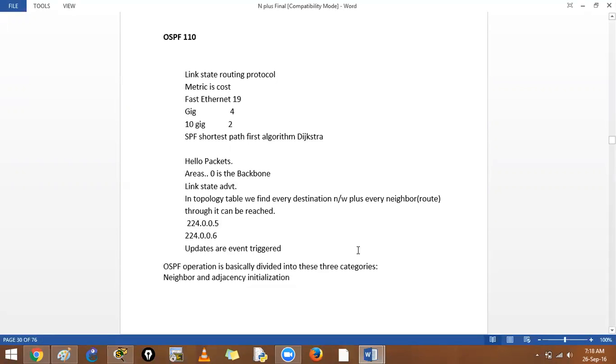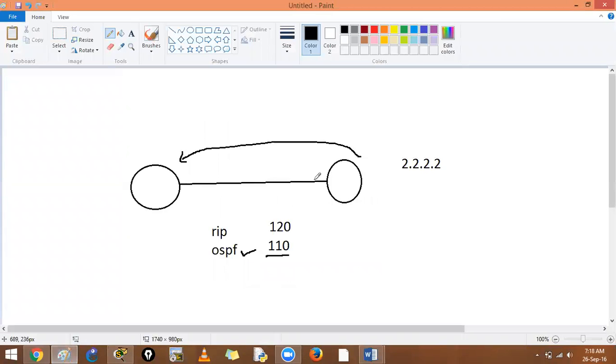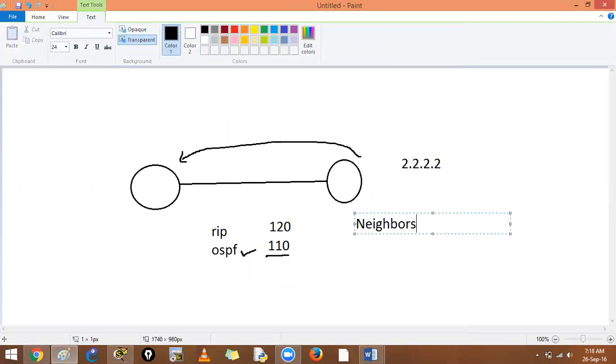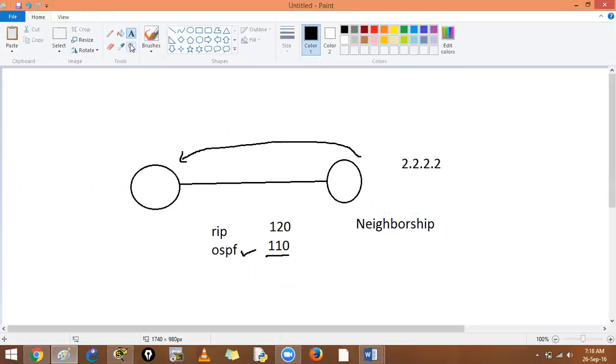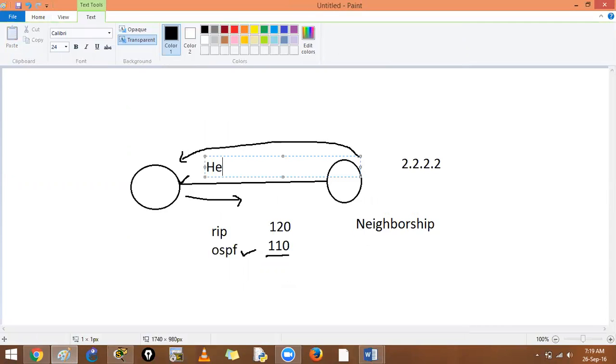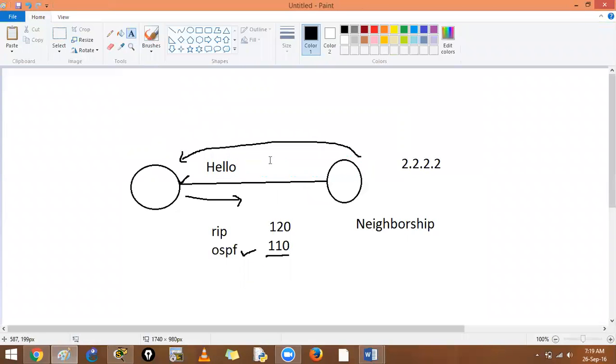OSPF has something called neighbor relationships. So if I say that I have two routers over here, they both will form something called neighborship. And the moment you say run OSPF on this interface, it sends out something called hellos. It is a small packet, you can say, a hello packet that has something inside it. So there are some characteristics in the hello packet. These devices will exchange the hello packets. They will check whether they are capable of forming neighborship, and then they will form something called an adjacency.